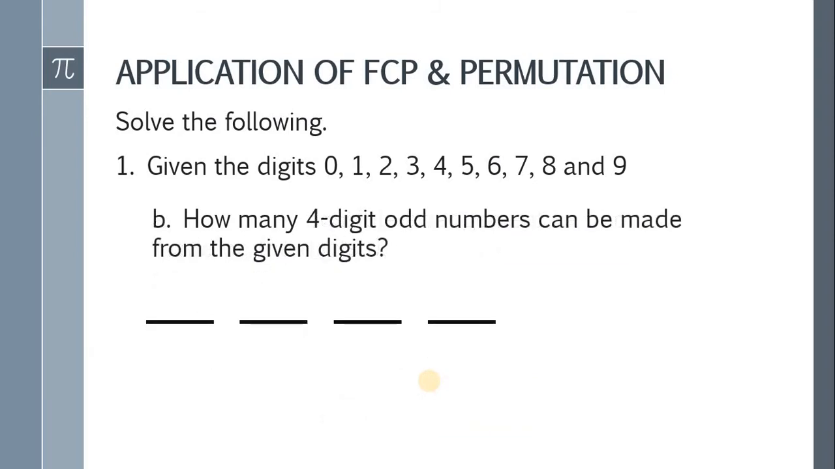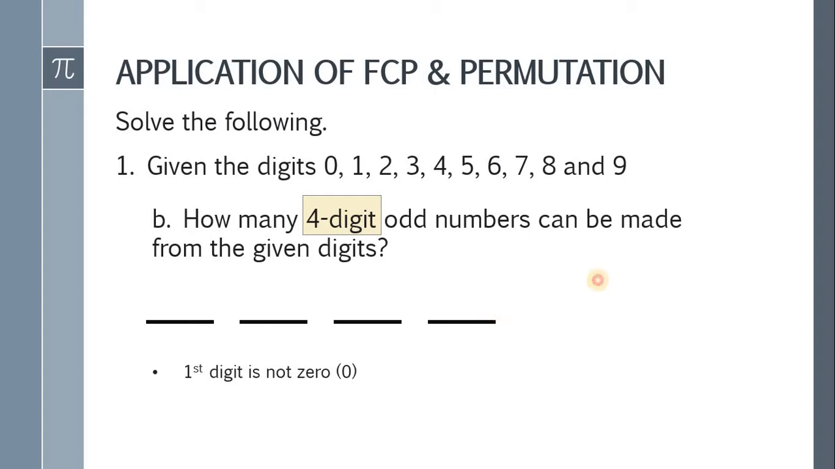Letter B, how many 4-digit odd numbers can be made from the given digits? Sa ganitong klase ng problem, meron tayong mga kailangang i-consider. So, yung una, meron tayo itong 4-digit number. Anong ibig sabihin? Yung first digit natin ay hindi dapat mag-0. Now, anong mangyayari kapag yung first digit natin ay nag-0? So, hindi na siya 4-digit number. Siya ay 3-digit number na lang.